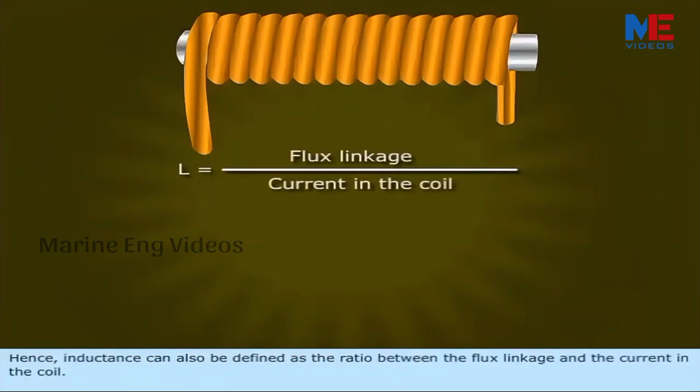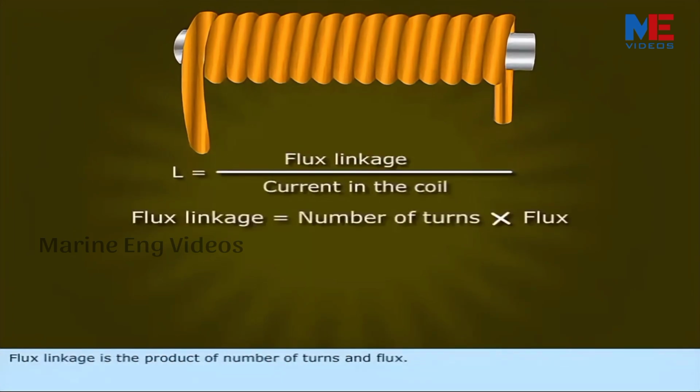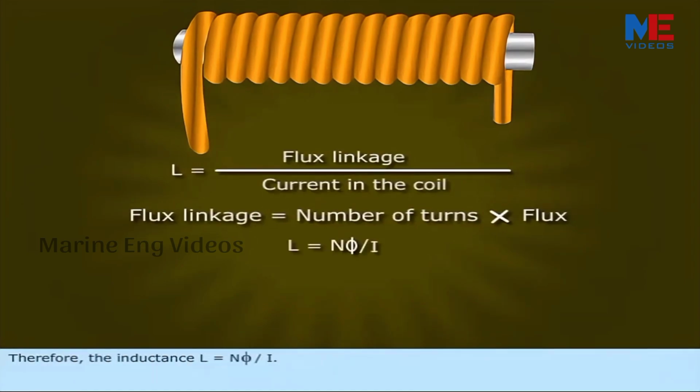Hence, inductance can also be defined as the ratio between the flux linkage and the current in the coil. Flux linkage is the product of number of turns and flux. Therefore, the inductance L equal to N phi divided by I.